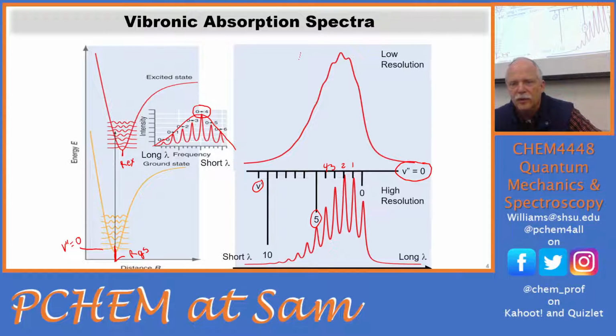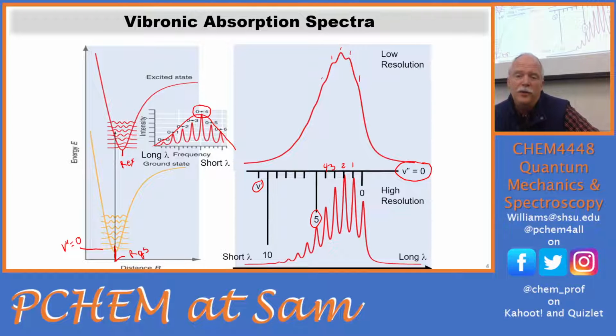Of course, at low resolution, you wouldn't be able to see all of those. You might be able to assign a few of them. Okay, but there may be one here, but it would be hard to tell where that 0 one is going to be. And so if you don't have the 0 to 0 transition, it's hard to know which one you're on. And so without high resolution, it's just difficult to assign the spectrum.